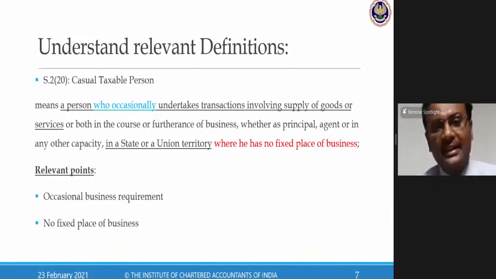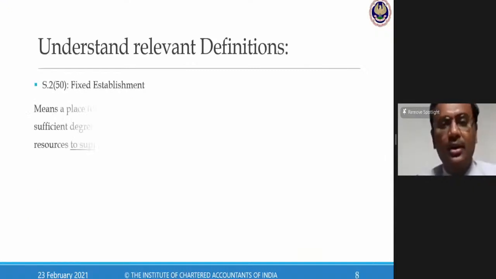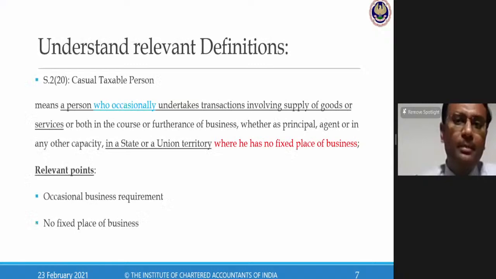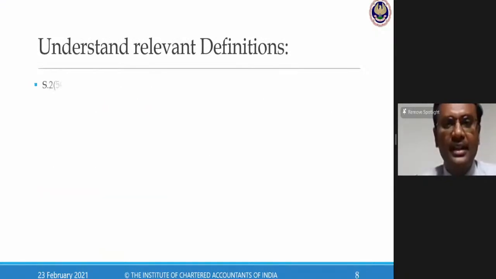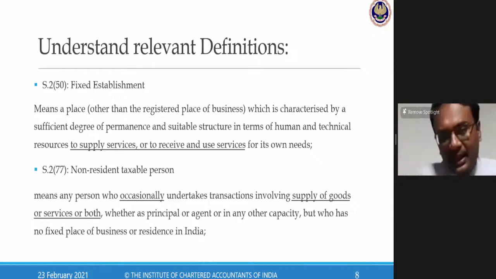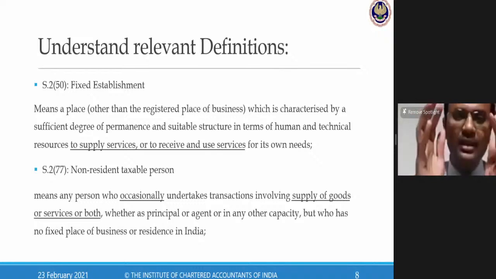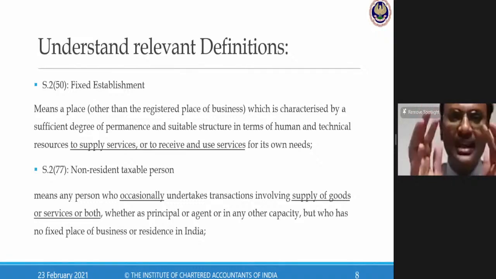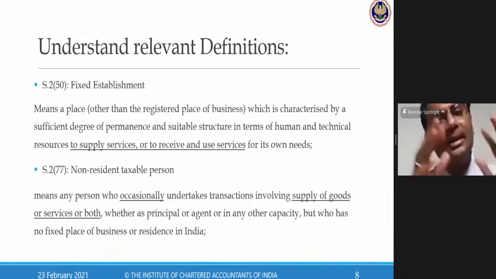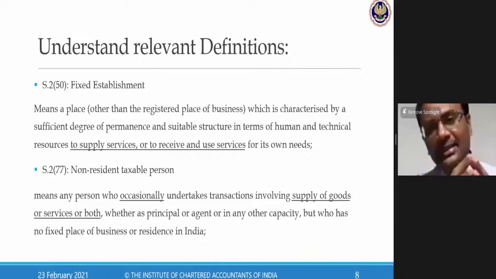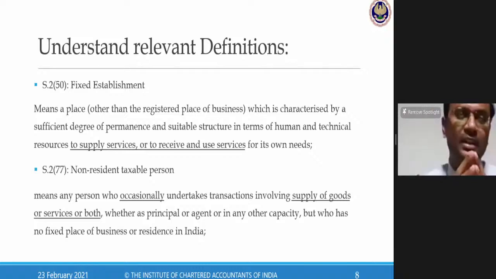Now, what is a fixed establishment? We have read something about a state where we don't have a fixed place of business. Similar to that is your fixed establishment. This is one particular term which has been coined under the GST law. They say this is a particular place which is characterized, which is identified, where there is a suitable identification, where people stay for a particular business activity, for supplying services to receive or give services. I'll give an example.